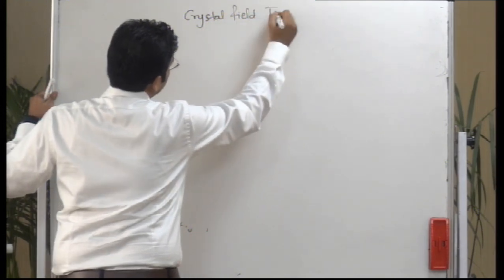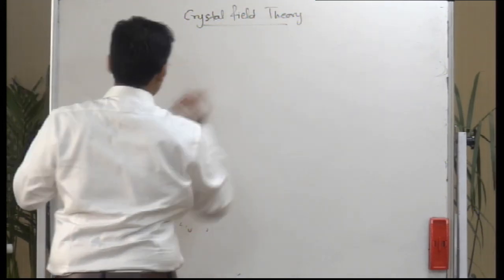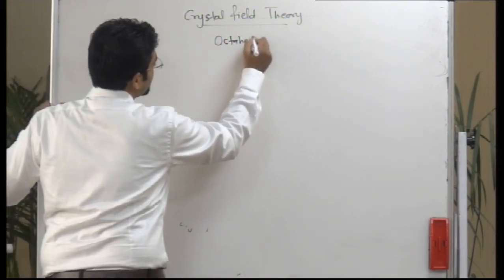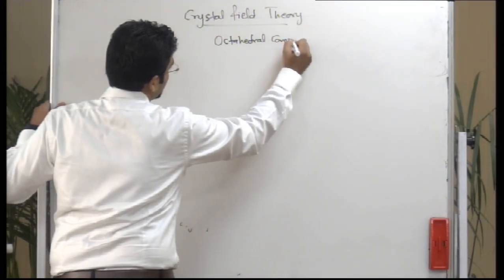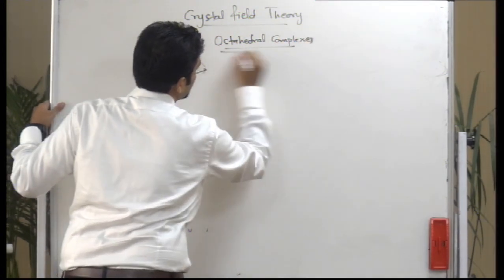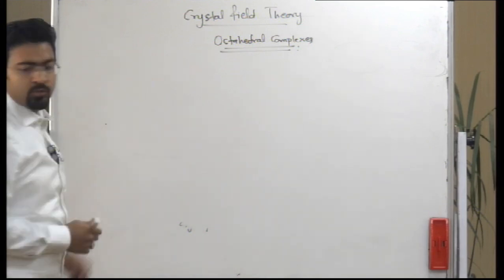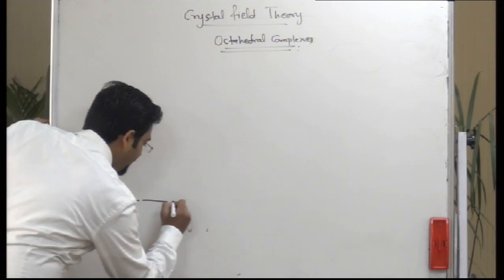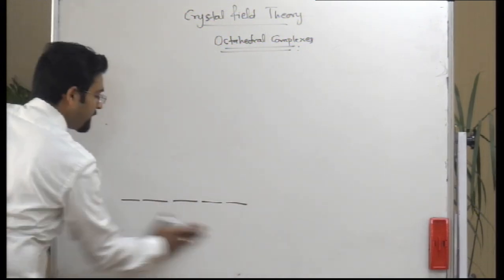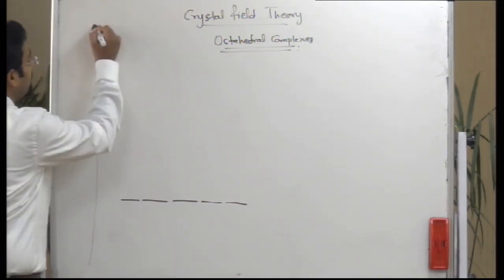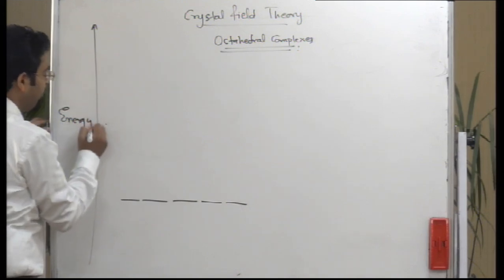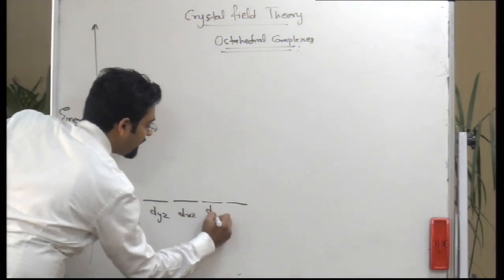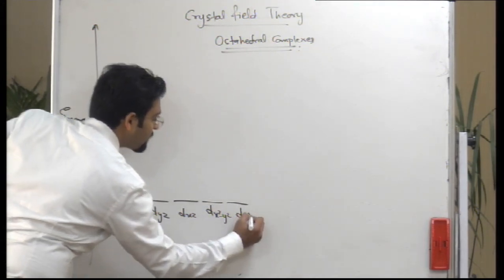Crystal field theory in octahedral complexes. Right? So in octahedral complexes, if I have 5 d orbitals of equal energy, let's suppose this is the energy diagram which we have. This is dxy, dyz, dxz, dx2-y2, and dz2.